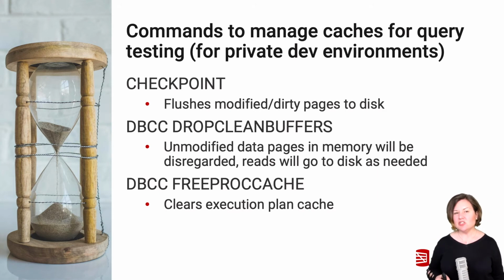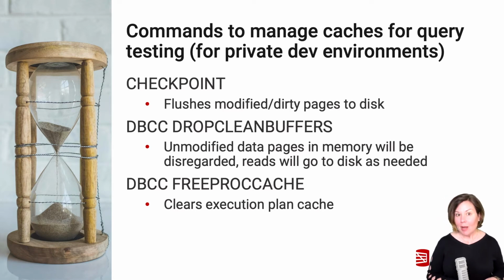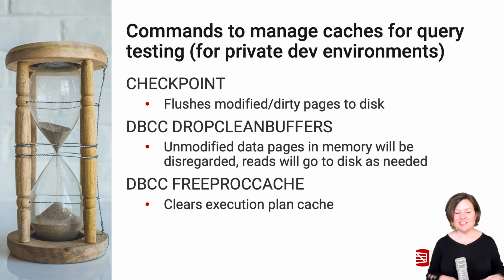So for all the things I just talked about, when you're manually testing, and again, these are things we don't want to run against production. These are not commands that I'm saying to run against a shared instance. But on my private instance, where these aren't going to bother anybody else, I can use a checkpoint to flush dirty pages to disk. I can use DBCC DROP CLEAN BUFFERS to say, hey, clear out the buffer pool. I want to read everything from disk again to give me that consistent performance every time I run it.